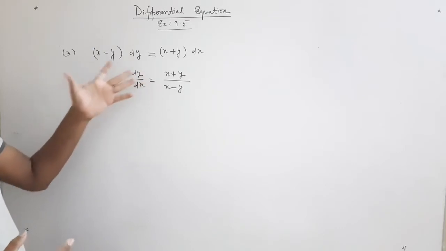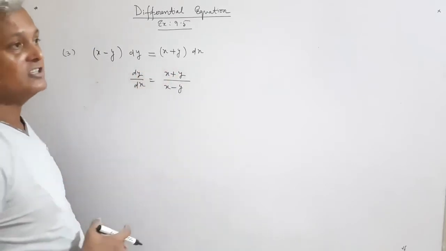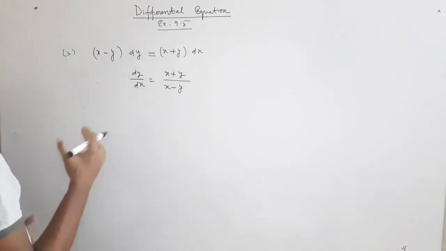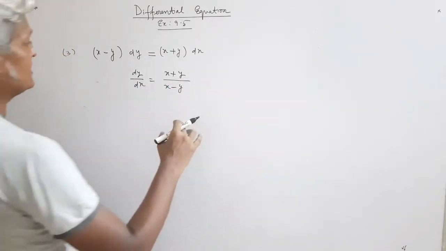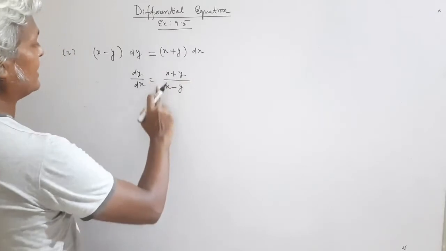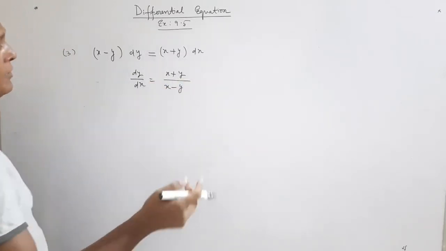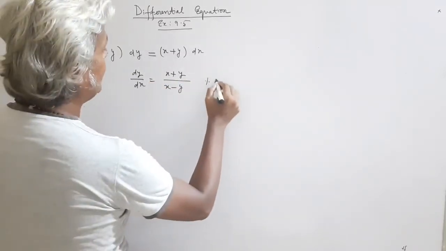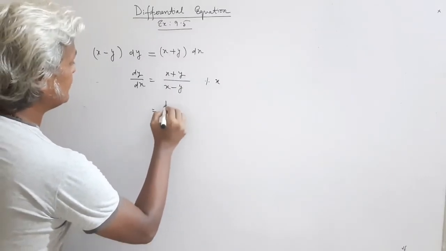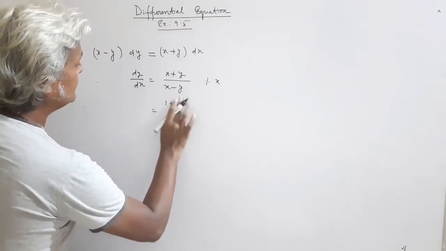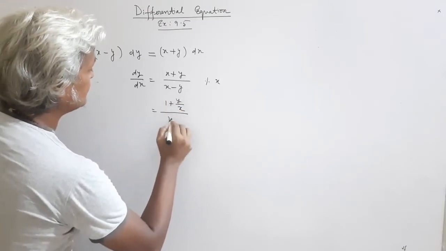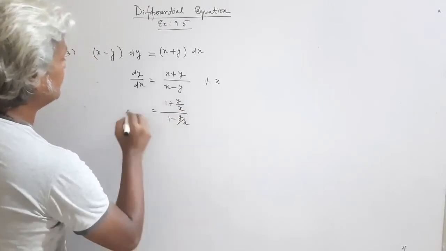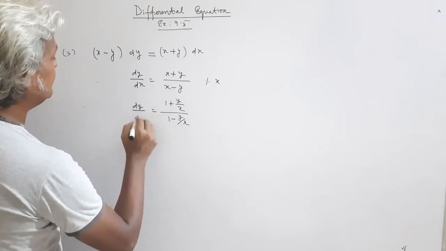These two k's will cancel each other, so this is a homogeneous function of degree 0. Now how to convert this into the form of y over x, just like the previous question? You just divide this whole fraction, numerator and denominator, both by x. As a result, this will become 1 plus y over x, and this becomes 1 minus y over x. This is dy by dx.